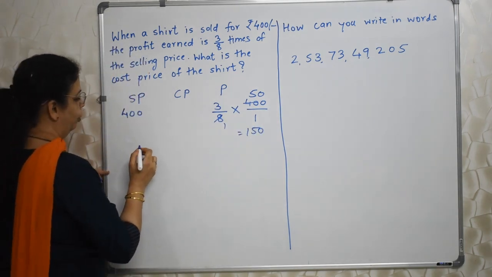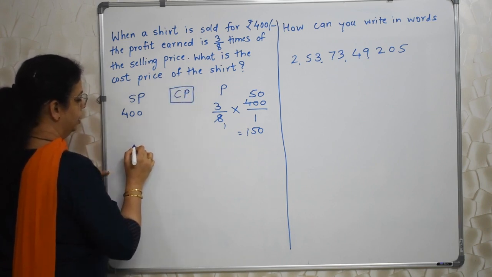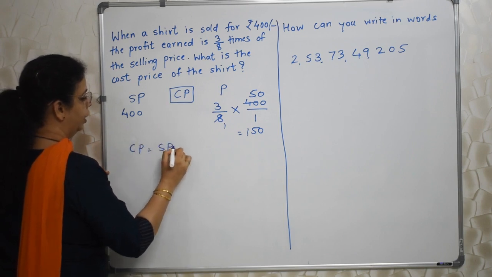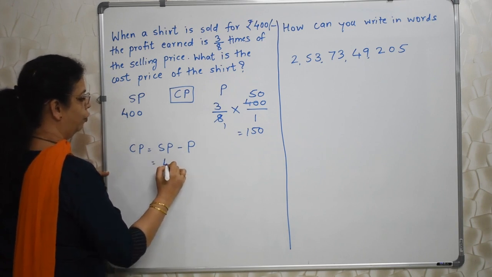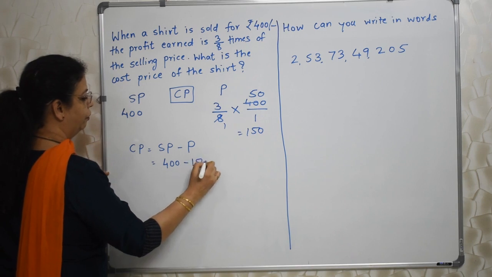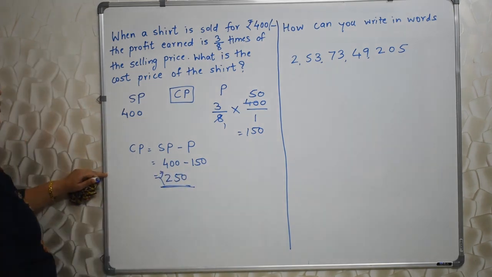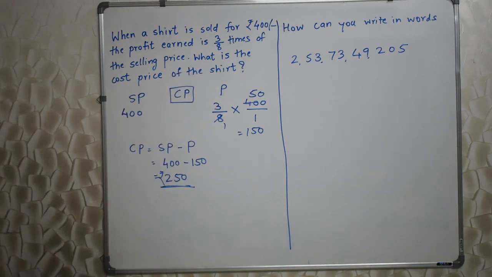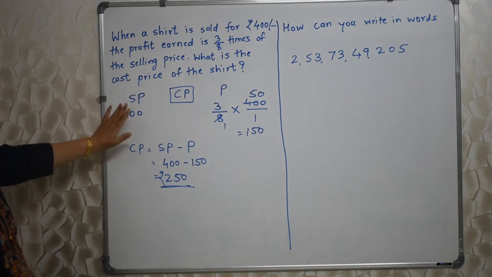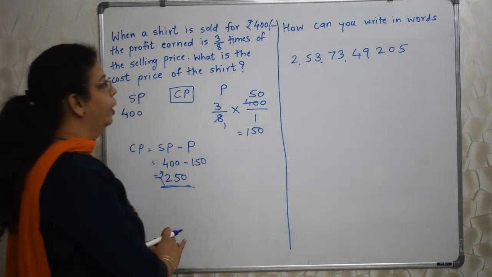And we know the formula. If we want to find out this cost price, which formula should we use? CP is equal to SP minus P. Selling price minus profit. How much is the selling price? 400. How much is the profit? 150, which we have found out. So CP, that is cost price, is 250 rupees. This is the answer. Cost price of the shirt is rupees 250. We have just used the information given in this sum, and with the help of this one formula we have arrived at the answer. Okay, let's go ahead.